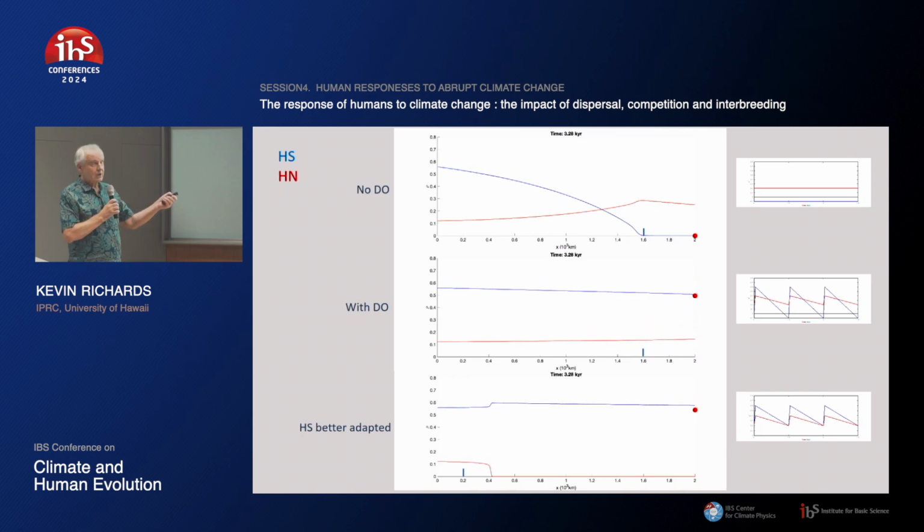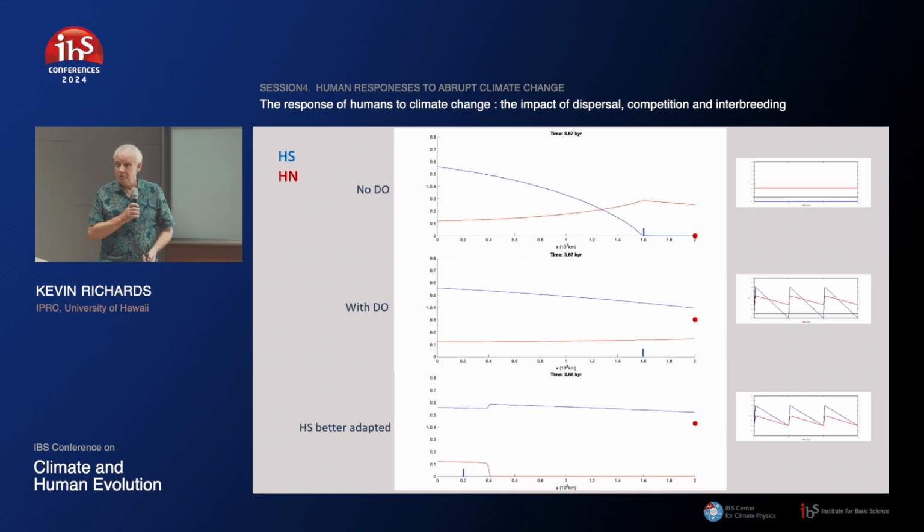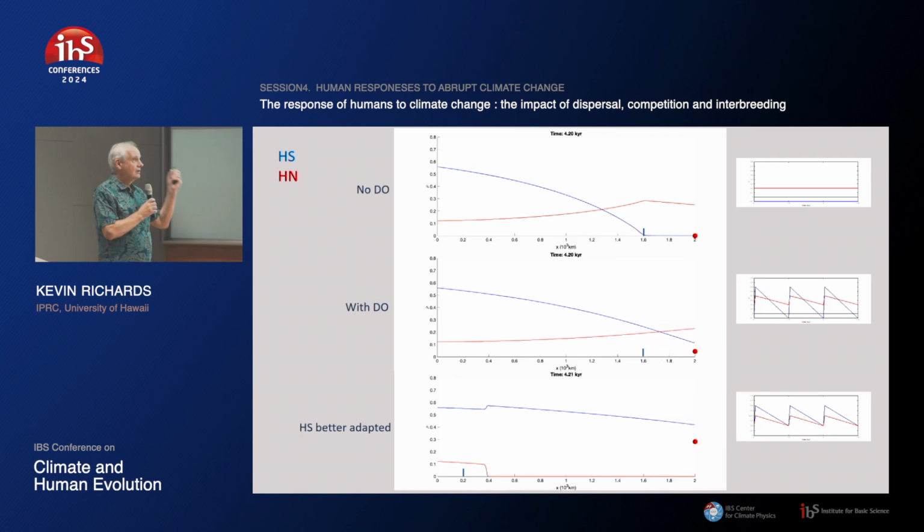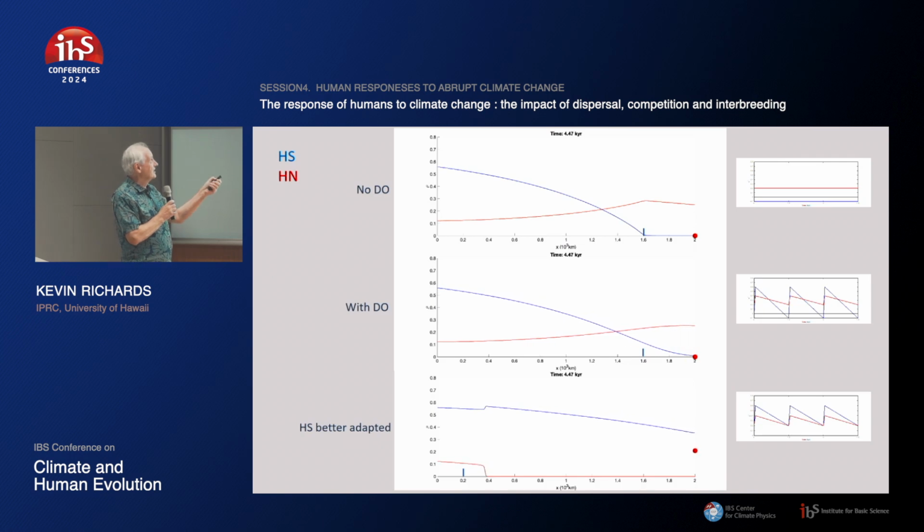When there's no climate variability, the front of Homo sapiens slows, and it slows such that it comes to a halt around about here, where northwest of this point, the Homo sapiens do not survive.